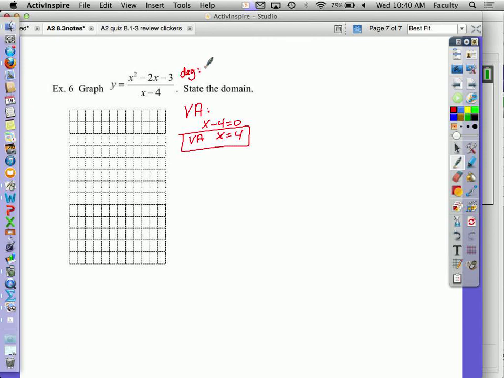Alright, the degree of the numerator is 2. The degree of the denominator is 1. Alright, McKenna, what's the horizontal asymptote? Oh, we have to do long division for the, not the horizontal, the slanted asymptote. Right, so there's no horizontal asymptote, so make sure you write that, guys. Because if you don't, that's going to tell me you didn't know.